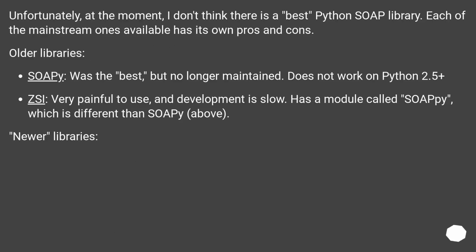Unfortunately, at the moment, I don't think there is a best Python SOAP library. Each of the mainstream ones available has its own pros and cons. Older libraries. Soapy was the best, but no longer maintained. Does not work on Python 2.5+. C. Very painful to use, and development is slow. Has a module called Soapy, which is different than Soapy, above. Newer libraries.